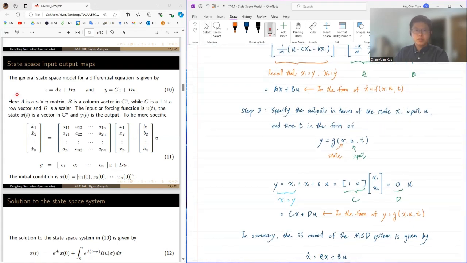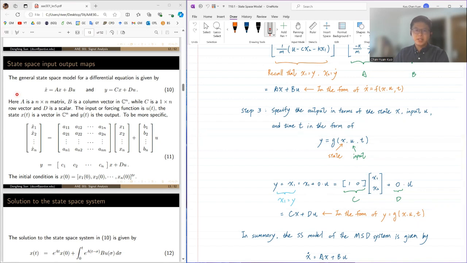Step 3, we need to specify the output equation. In this example, the output measurement is the horizontal displacement of the mass y. Now let's express the output y in terms of the state x, input u, and time t. Recall that the state variable x1 is equal to y, so here we can express the output as y equals x1, or equivalently x1 plus 0 times u.